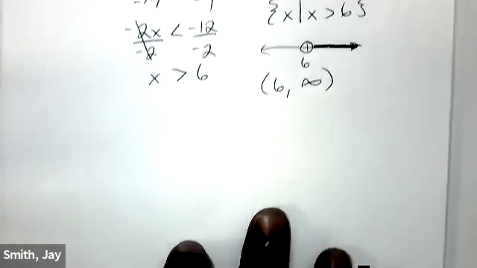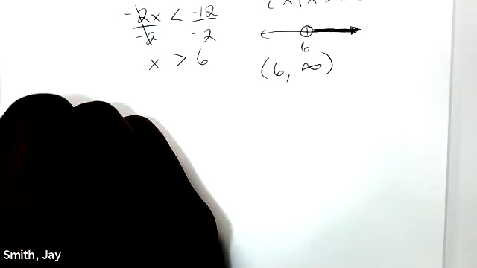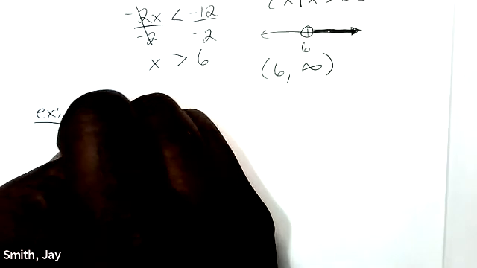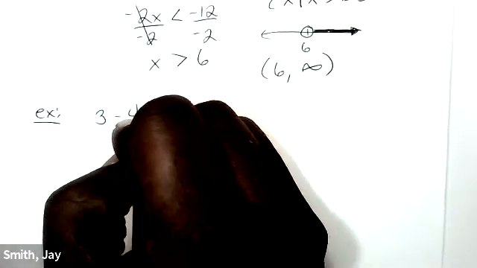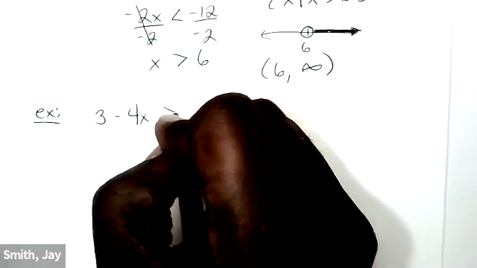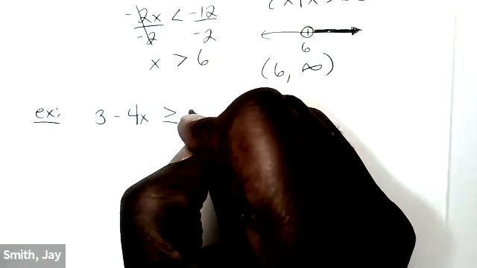Right. Next type of problem that we're going to see. Still dealing with linear inequalities. This time we're given 3 minus 4x is greater than or equal to 2x plus 8.